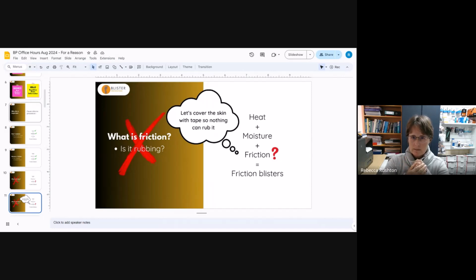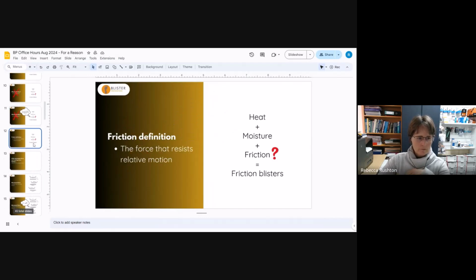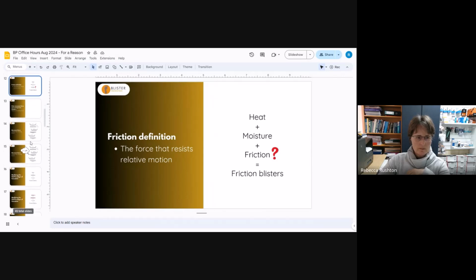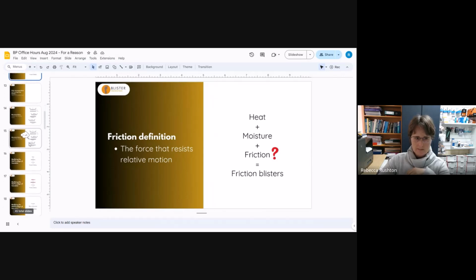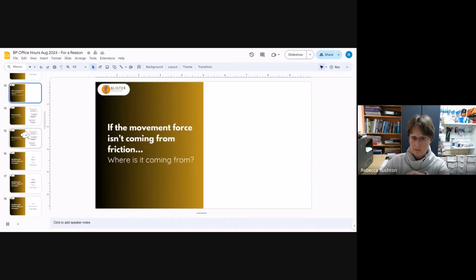Eliminating rubbing on the skin or adhesive products, they do work to some degree, but not because they stop rubbing. We're going to have a look at that in a minute. So friction is the force that resists relative motion. It's the thing that keeps things stuck together when there is a movement force. So if friction isn't the movement force, where's the movement coming from that is relevant to blister formation?